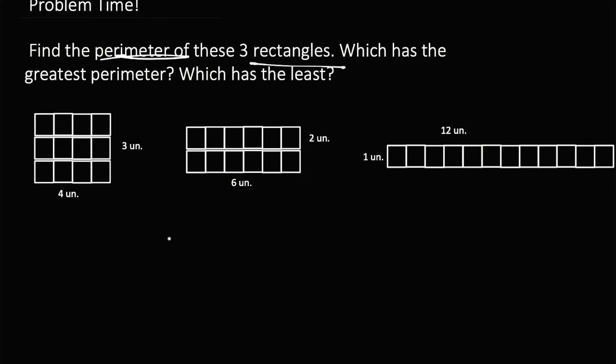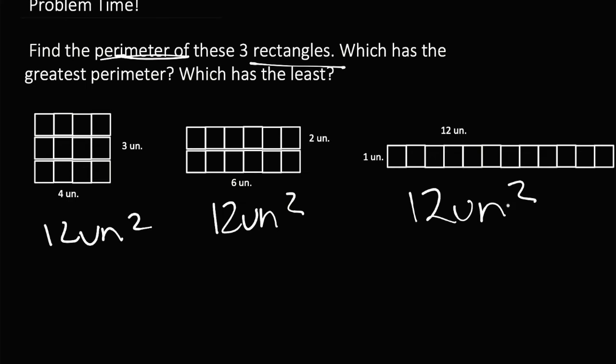Well, if I just look at them straight up, I can already see that they all have the same area. 4 times 3 is going to be 12 units squared. 6 times 2 is going to be 12 units squared. And 12 times 1 is going to be 12 units squared again. But they're most likely not going to have the same perimeter, but we're going to find out. Remember, the perimeter formula is L plus L plus B plus B. Means we're going to be doing 2 lengths and 2 bases, and that equals P, which is perimeter.